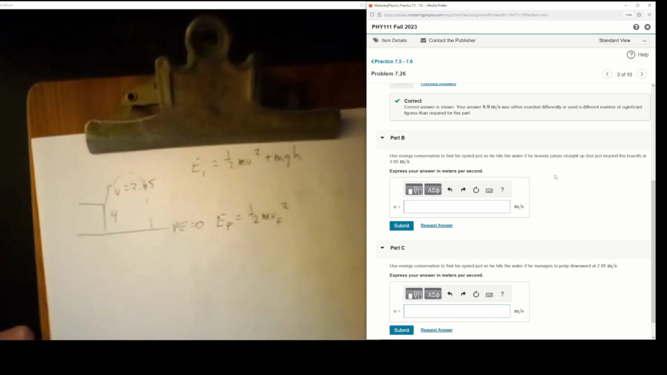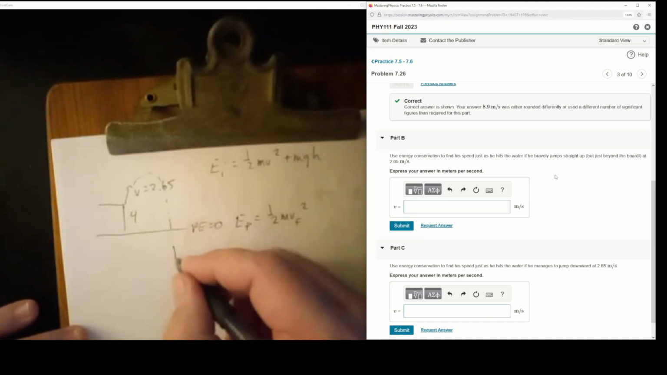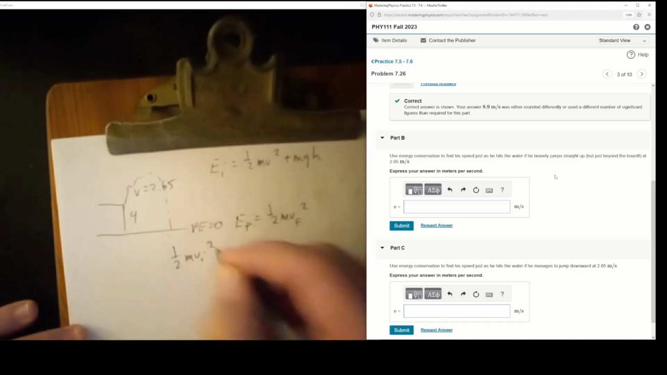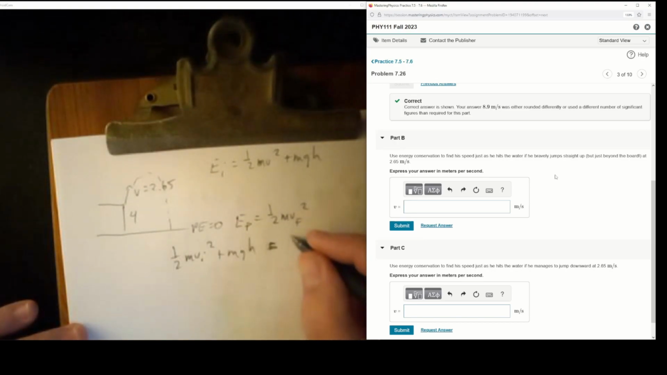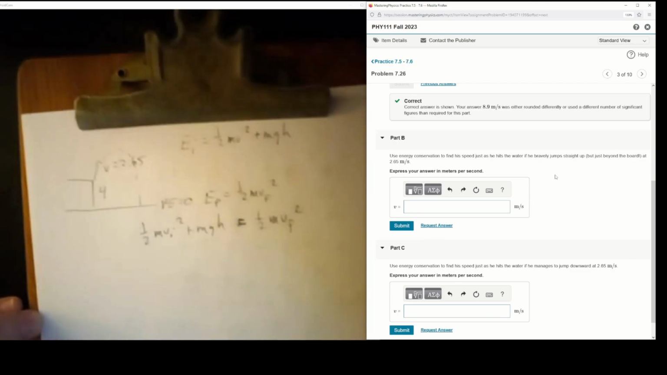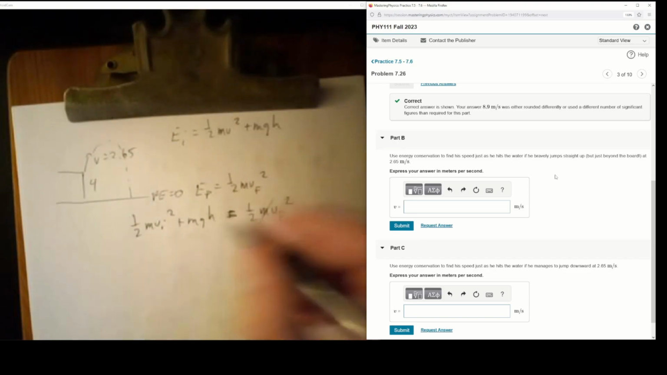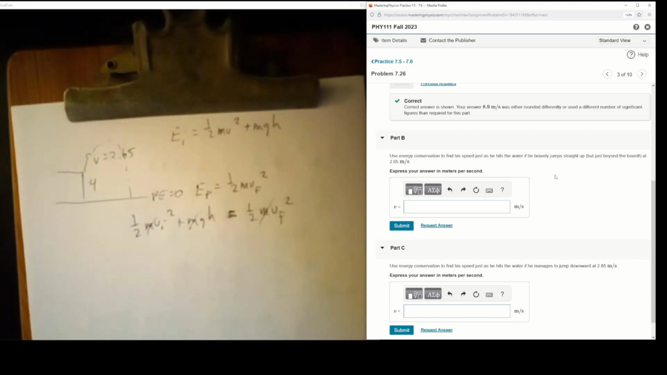And conservation of energy says these have to equal. So we have the initial kinetic energy plus mgh of being above the ground, and that equals your kinetic when you hit the water. All these masses will cancel. And we do know the initial velocity, that's given. We know the height, that's also given. And so we can solve this for final velocity.